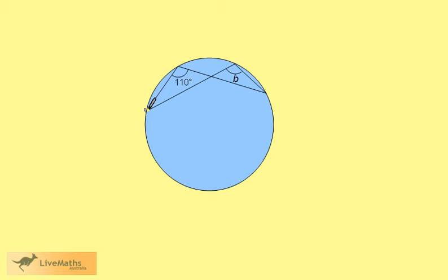A slightly different picture, but we should see the two angles stand on the major arc here. We can see the B stands on the arc, and the 110 stands on the arc. It follows that B must be equal to 110 degrees.